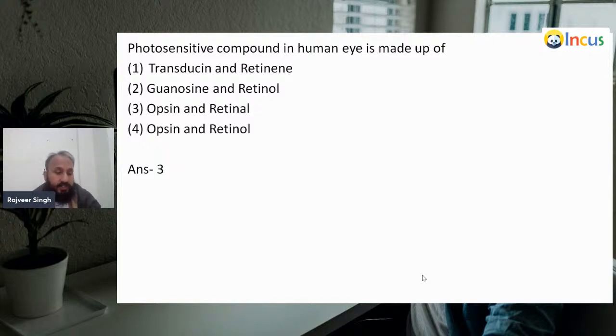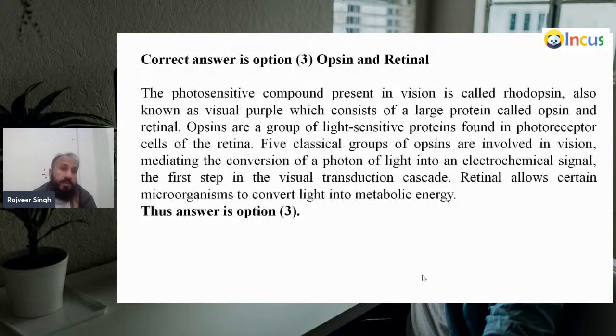Then the next question is about a photosensitive compound in the human eye, which is made up of transducin, retinine, guanosine, retinol, opsin, opsin and retinol. The answer will be opsin and retinal, because the photosensitive compound present in vision is called rhodopsin, also known as visual purple, which consists of a large protein called opsin and retinal.